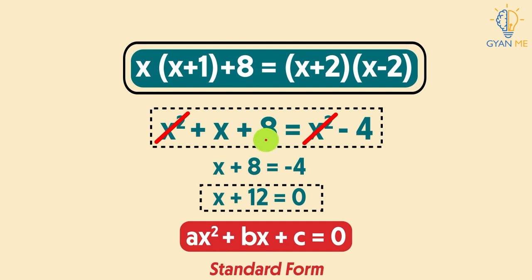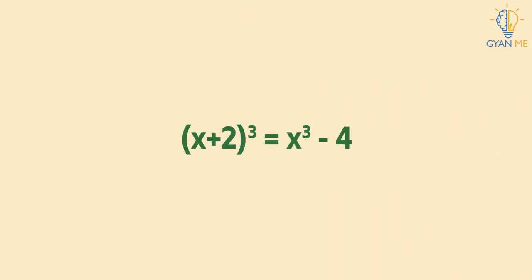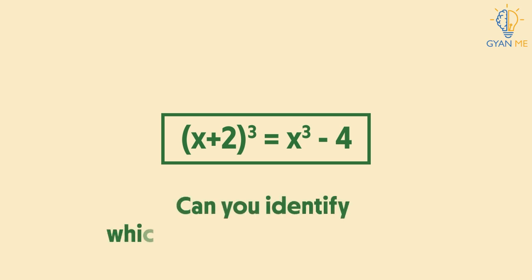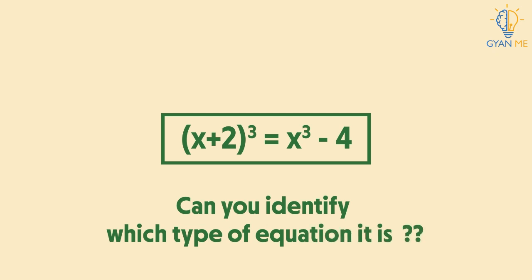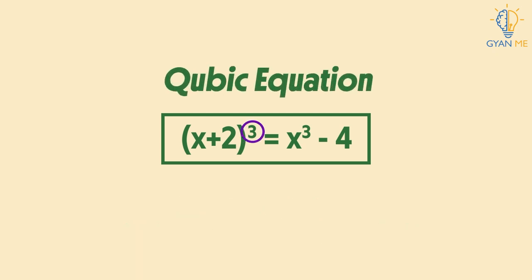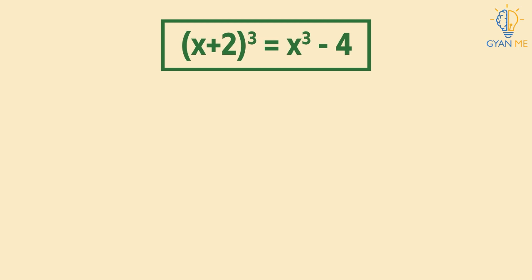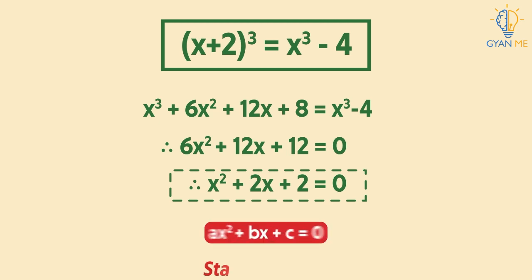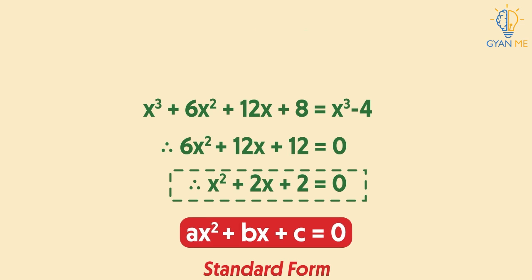Similarly, if we consider second equation, which is x plus 2 whole cube equal to x cube minus 4. Can you identify which type of equation it is? Yes, it is cubic. But again, if you observe it, you will find that it needs to be simplified further. And on doing that, we get final equation as x square plus 2x plus 2 equal to 0. Again, compare this equation to the standard form of quadratic equation and we find that it is same and thus this expression is a quadratic equation.